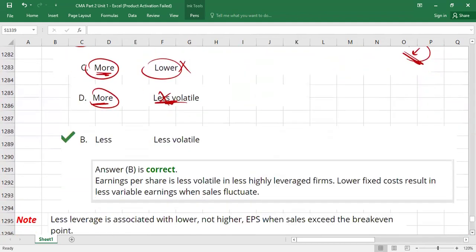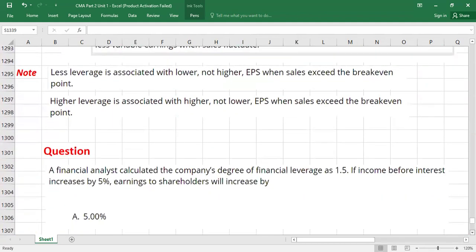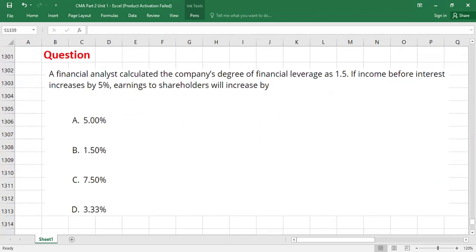Now, guys, we have one more question here. A financial analyst calculated the company's degree of financial leverage, this is financial leverage now, as 1.5. If the income before interest, you can assume EBIT because it's before interest and tax, is increased by 5%. Again, he told you percentage here. It means you have to apply the percentage method. So we have to get a degree of financial leverage.